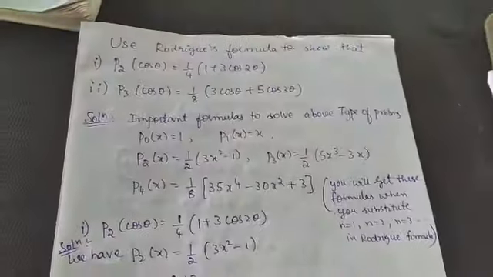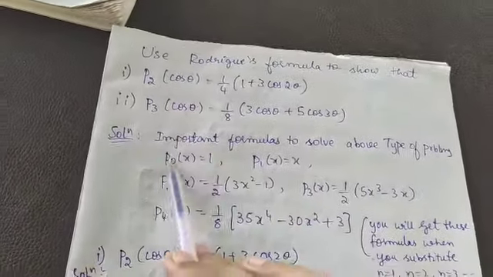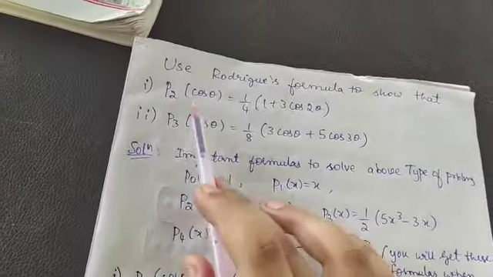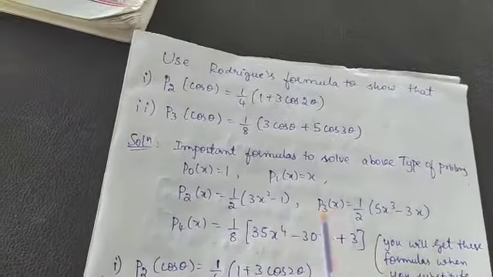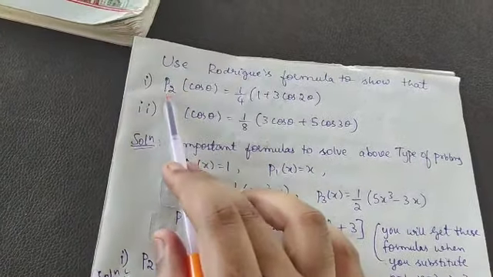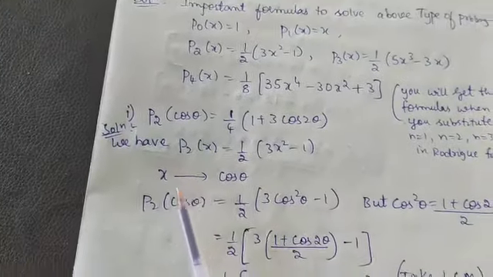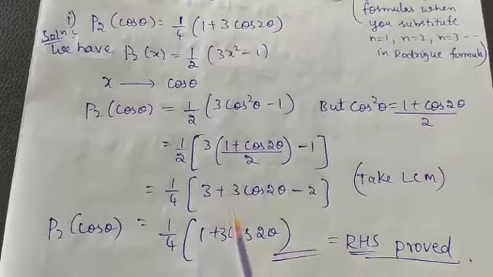So what is the procedure? First, the formulas above are for your information; it is not necessary to write all these things in the answer. For this question, you can directly go for P2 of x, because it is of the form P2 of cos theta. So directly write what is P2 of x and substitute x by cos theta, then use the trigonometric identity and simplify. You will get the RHS.